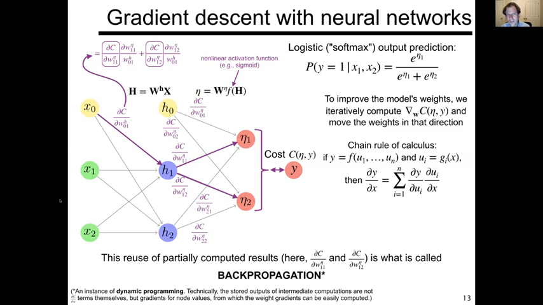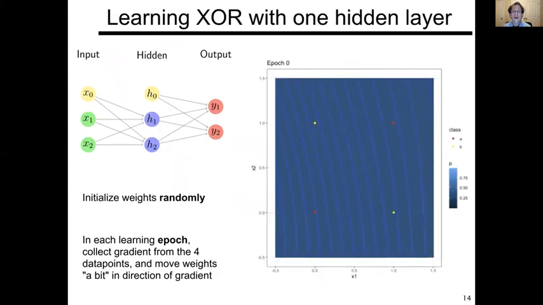And this is an instance of dynamic programming. Now, there are technical details that I'm not getting into here. In fact, what's stored is not the partial derivatives themselves for weights, but the partial derivatives for node values, and then those can be reused. But this is the basic idea of backpropagation. There's more to say about the details of how to implement backpropagation. I'm not going to get into it in this course, but there are lots of resources, and I'm going to provide those to you later.